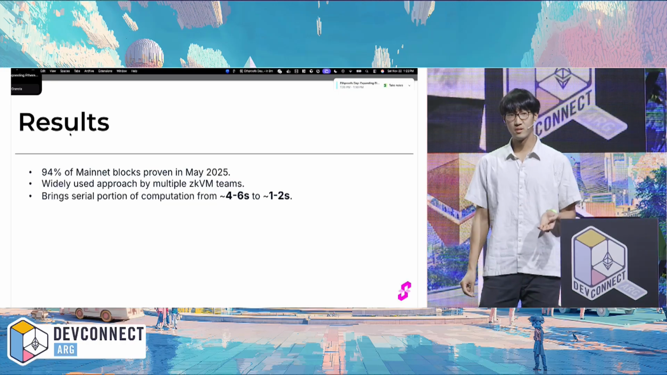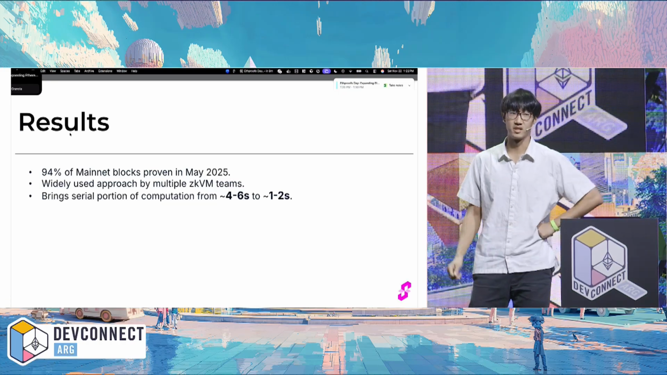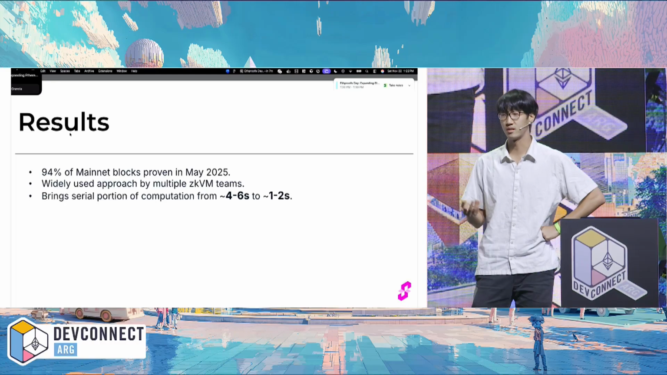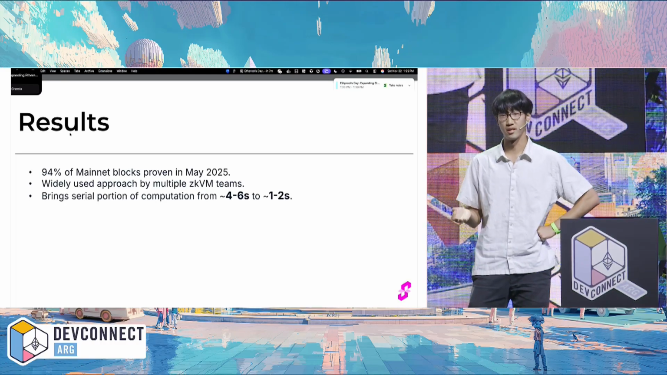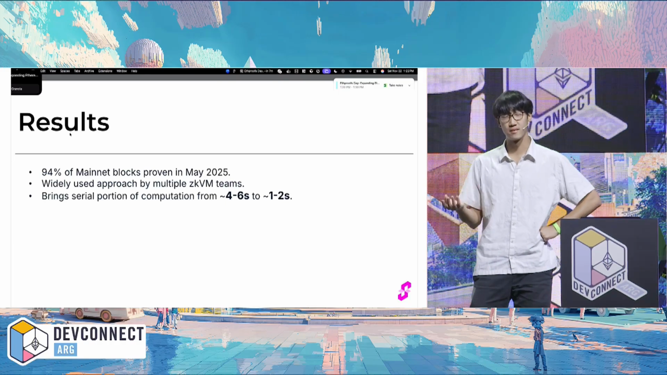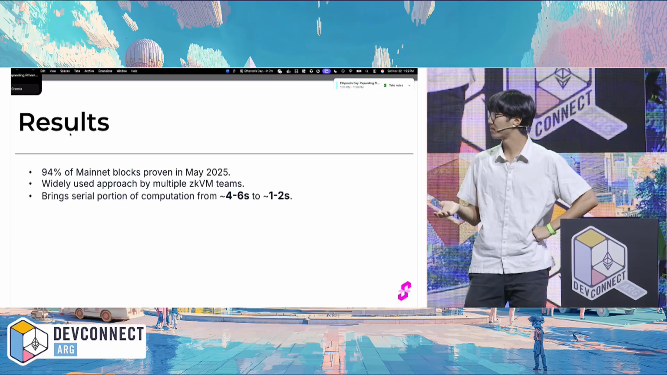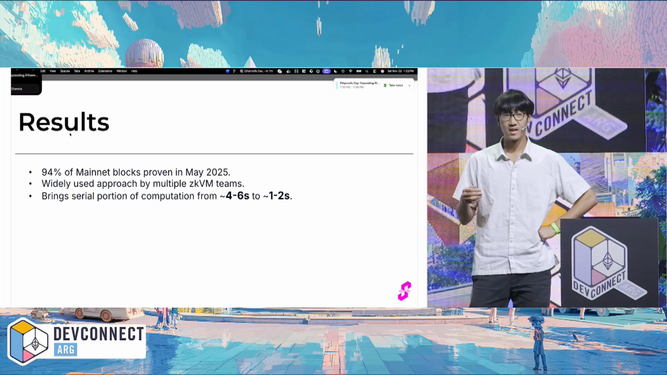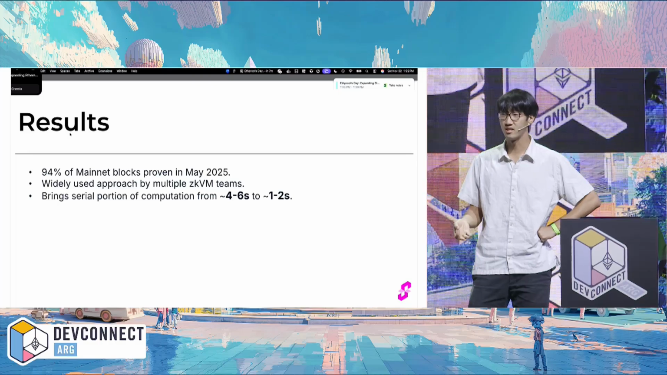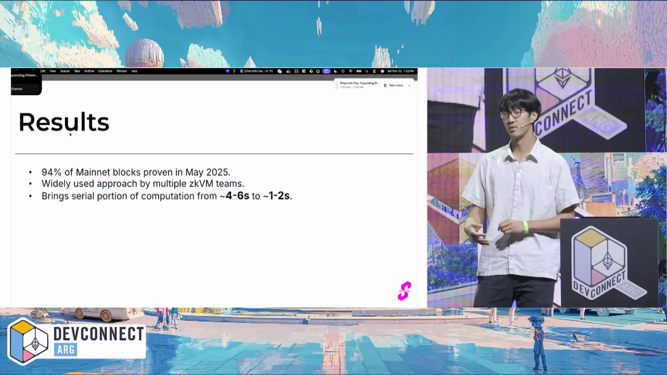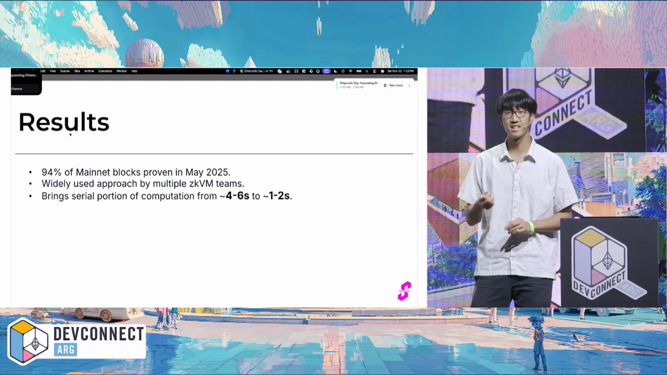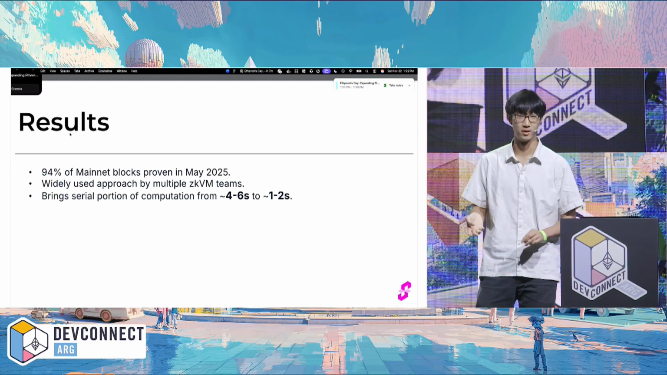Using subblocks, we were able to achieve 94% of mainnet blocks proven in May 2025. This approach has also received some great adoption from other teams, such as Brevis, who use it today for their real-time proving demo. We estimate that using this technique with our current executor technology, we can bring the serial bottleneck of our computation down from 4 to 6 seconds all the way to 1 to 2. So this is a really important latency saving technique that we expect to incorporate well into the future.